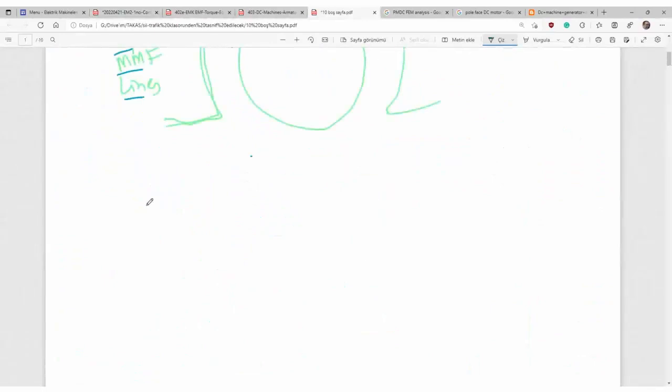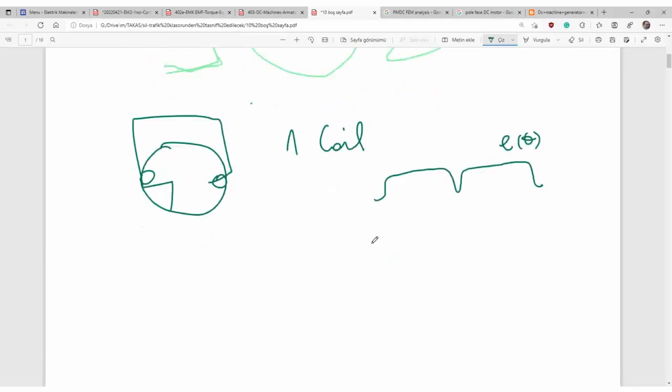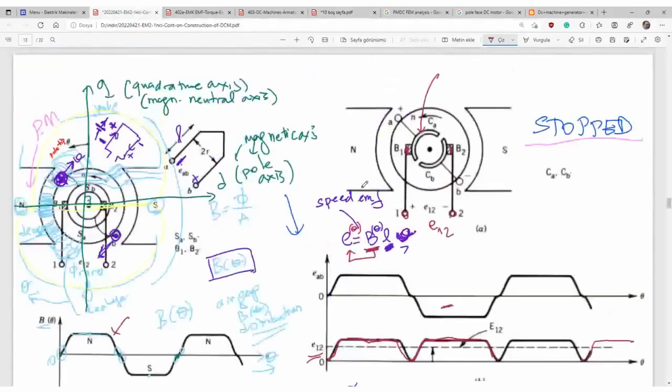For example, in the given example, there was only one coil. One coil results in such an E theta. There were two commutations. For example, let me show you. Oh, it is difficult to imagine.